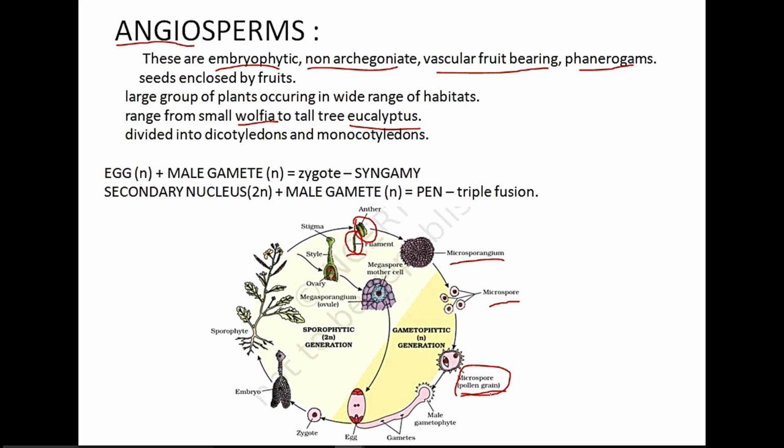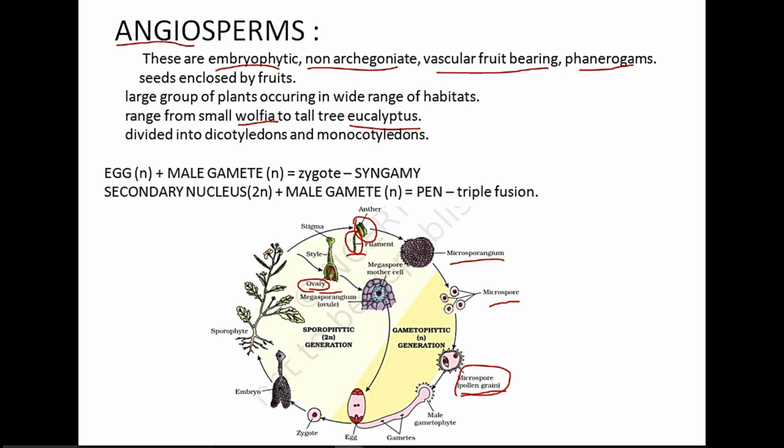And here the female sex organ in a flower is a pistil or a carpel. The pistil consists of an ovary enclosing one to many ovules. See here, this is a pistil which consists of an ovary, as you can see here. And this is style, this is stigma.